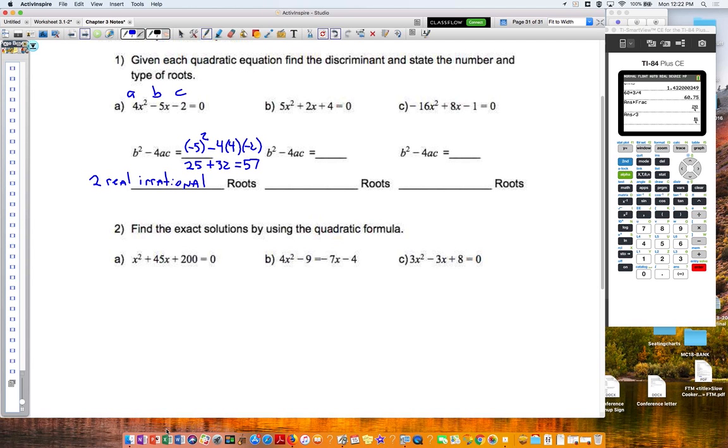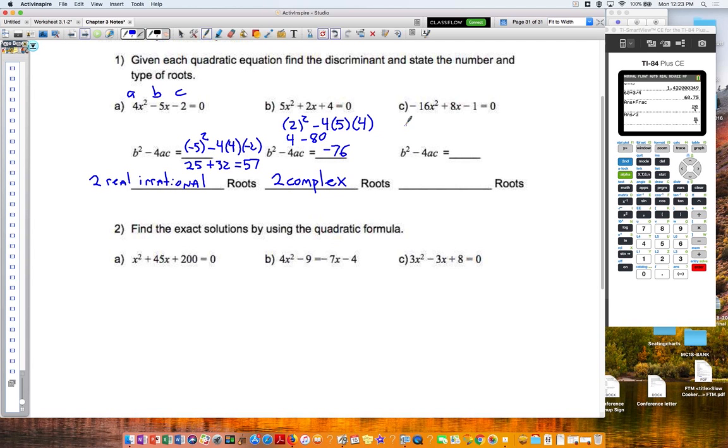So on the second one, I'm doing the same thing. So I'm plugging in, so I'm getting 2 squared minus 4 times 5 times 4. 2 squared is 4 minus 80 gives me -76. So if it's a negative, I have 2 complex roots.